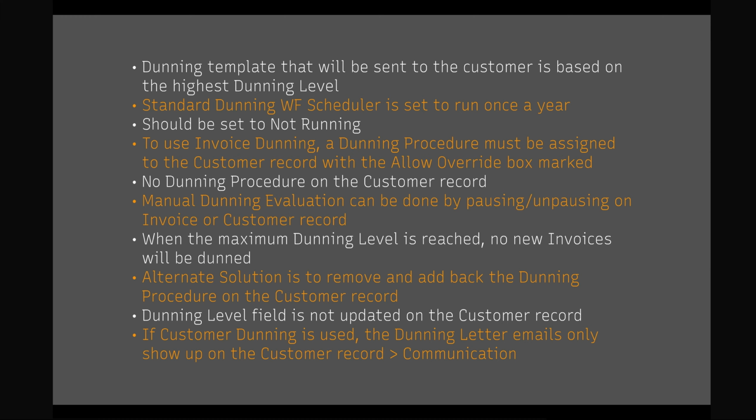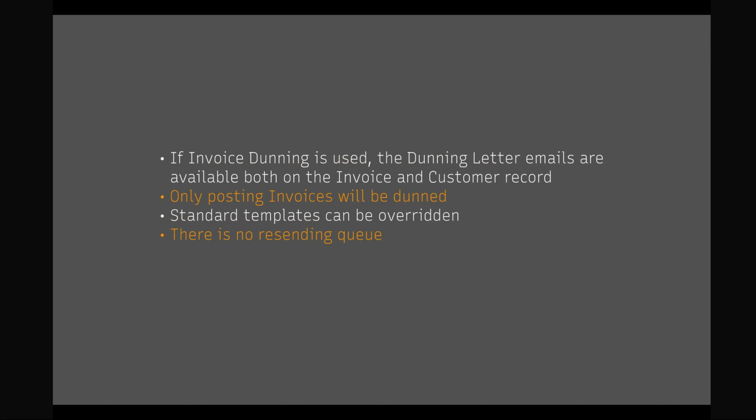Manual Dunning evaluation can be done by pausing and unpausing on the invoice or customer record. When the maximum Dunning level is reached, no new invoices will be done. The alternate solution is to remove and add back the Dunning procedure on the customer record. When evaluating using invoice Dunning, the Dunning level field is not updated on the customer record. It's only done on the invoice record. If customer Dunning is used, the Dunning letter emails only show up on the customer record on the communication subtab. If invoice Dunning is used, the Dunning letter emails will be available both on invoice and customer records.